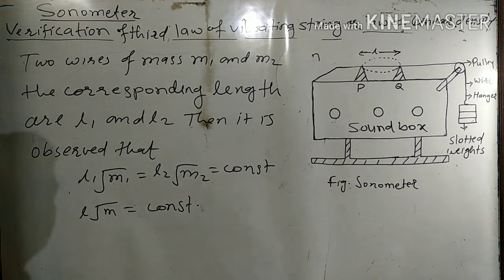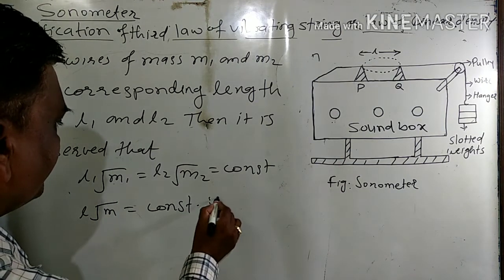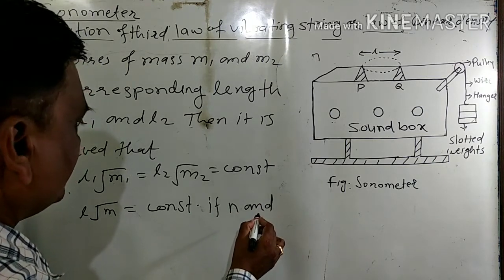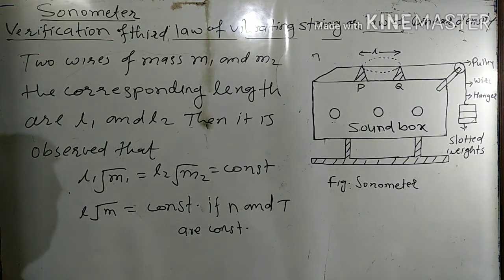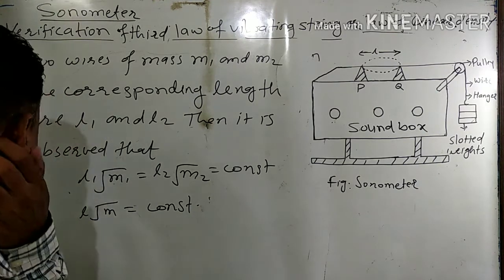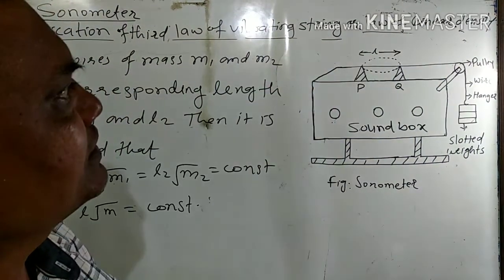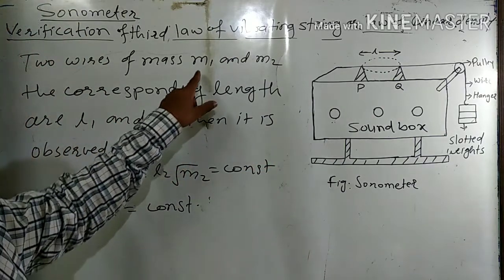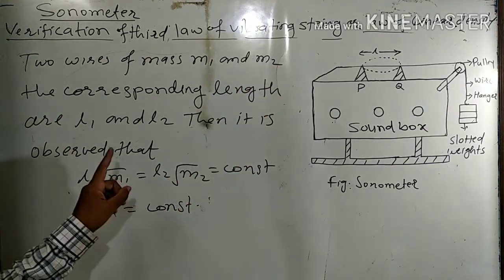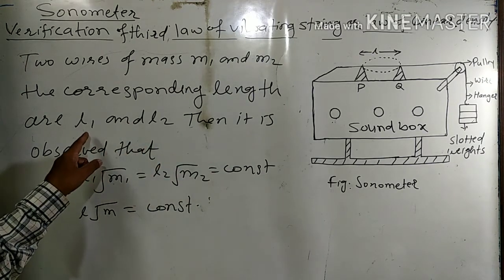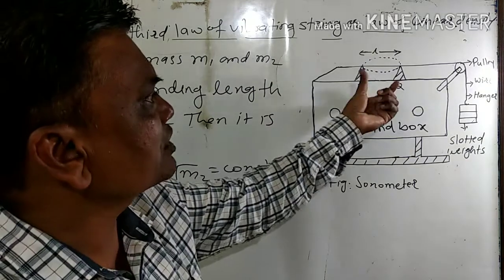L under root M equals a constant if N and T are constant. Now see here, for the third law of vibrating string or linear density, we can change the wires. Means we can use two wires M1 and M2. Means we can change the linear density, so that for the same tuning fork, we can change the corresponding length.